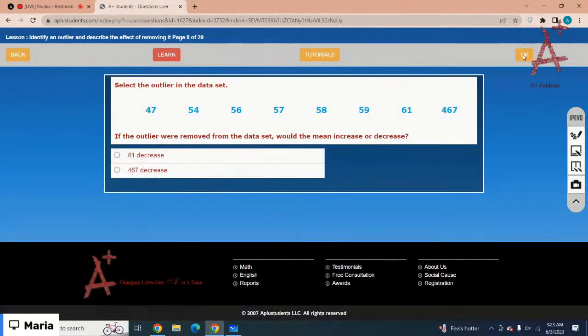Okay, select an outlier in the dataset. If the outlier were removed from the dataset, would the mean increase or decrease? So which is the outlier? So here again, the outlier is 467. It's a big value. When you remove a big value, it will decrease the mean.